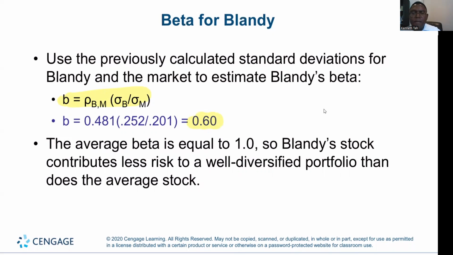All companies tend to have their beta coefficient. And the average beta coefficient is equivalent to 1. So Blandy tends to contribute less risk to a well-diversified portfolio than an average stock. So it's 0.6. An average stock is going to have a beta coefficient of 1.